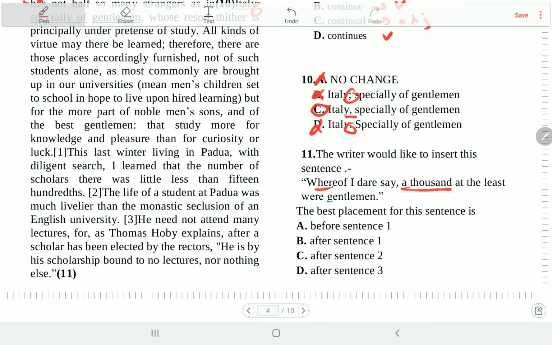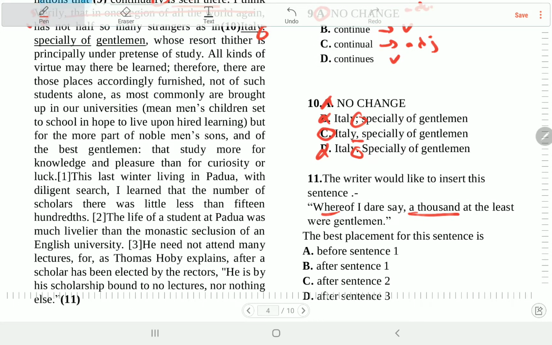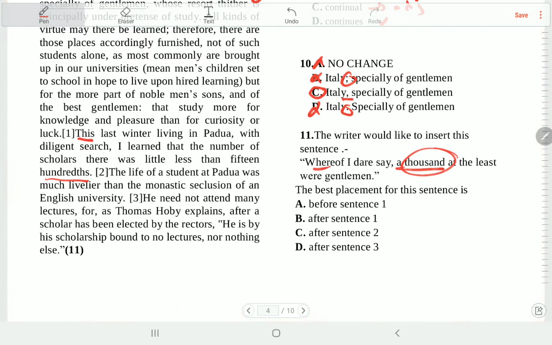So let's see where he wants to put it. Before one, after one, let's try. It says this last winter, living in Padua, with diligent research I learned that the number of scholars there was little less than 1,500. I learned that they are less than 1,500. Whereof I dare say, meaning by which, 1,000, from the gentlemen, from the 1,500, at least were gentlemen. So my thinking is right. So it's after sentence 1.